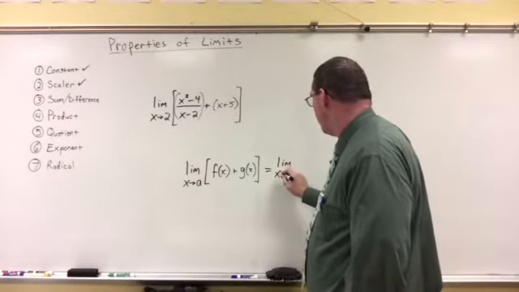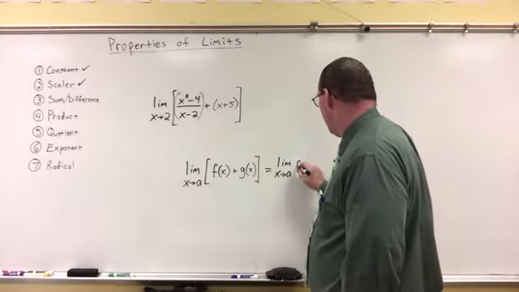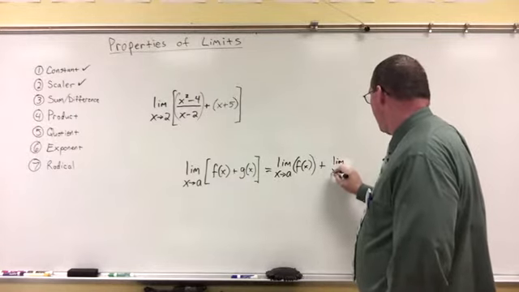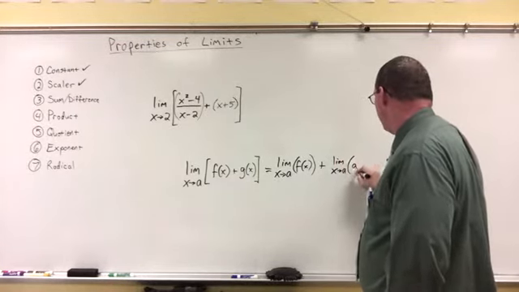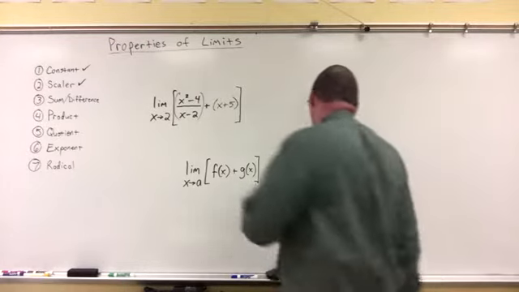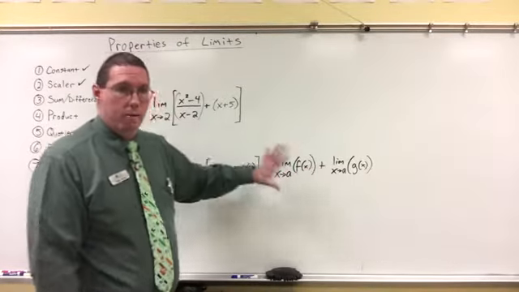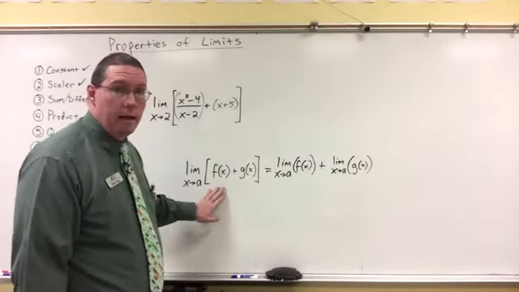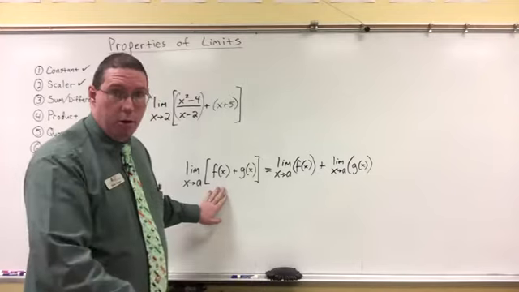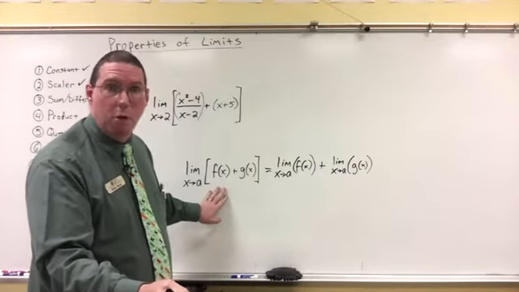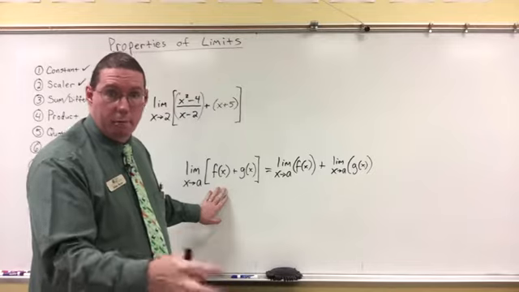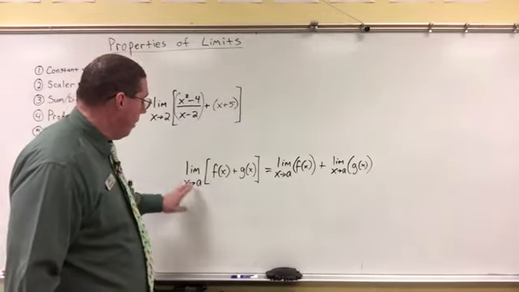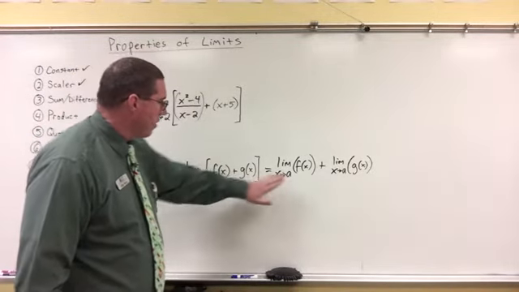I could just as easily say the limit as x approaches a of f of x plus the limit as x approaches a of g of x. All this is saying is all you have to do is find the limit of f of x as x approaches a. That's going to be a number, hopefully. As long as it's a limit, it's a number, then it works. If it says no limit, then it's no limit for the whole thing.